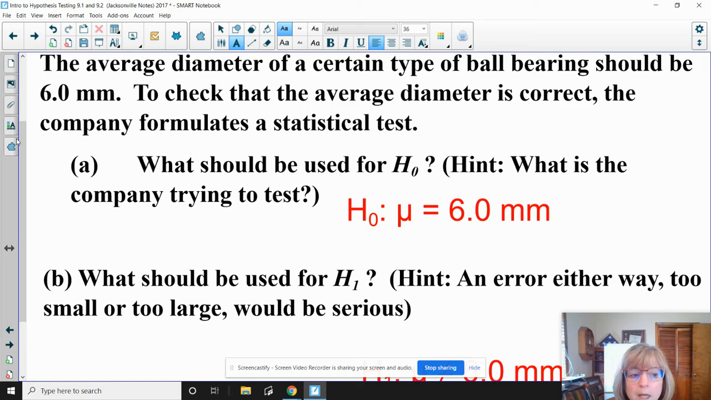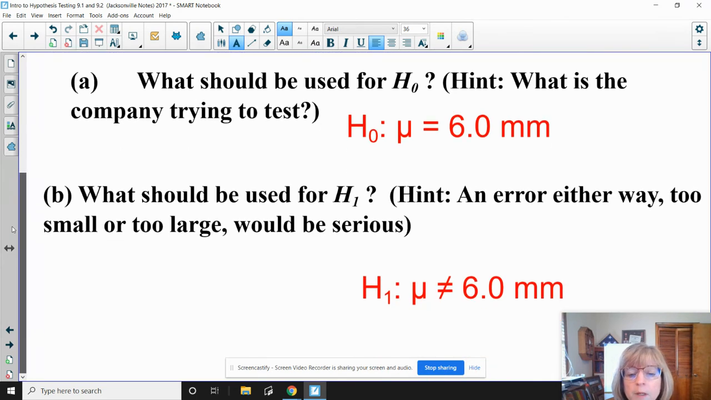So, with that in mind, we come up with an alternative that says the mean is not equal to 6 millimeters. And the reason it's not equal, it's not just greater or less, is because being too big or small either way would present problems for the company. They are very much interested in it being too big or too small.